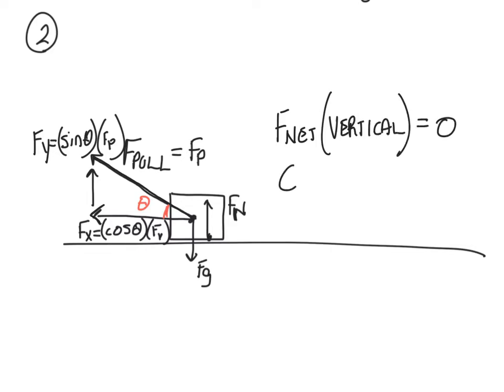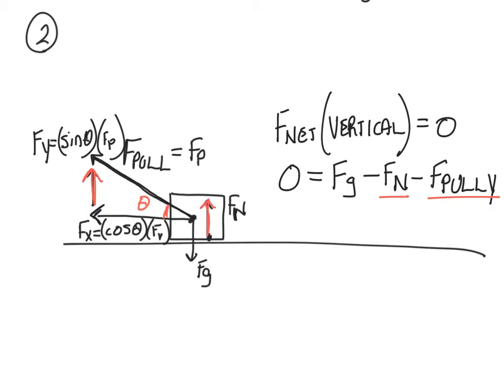Which is to say that 0 is equal to, okay, hold on to your horses here, force of gravity minus force of normal minus force of pull in the y direction. As in to say that what we're explaining here, or just kind of describing, is that your pull force in the y direction, this vector here, and your normal force, this vector here, when added together, should be equal to your force of gravity, this vector here.